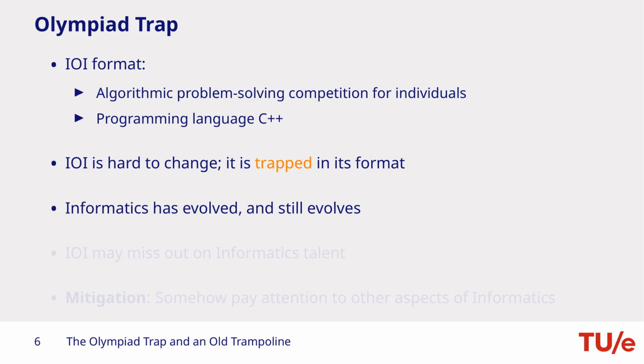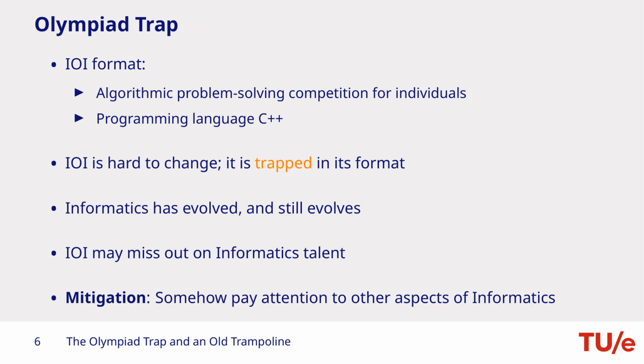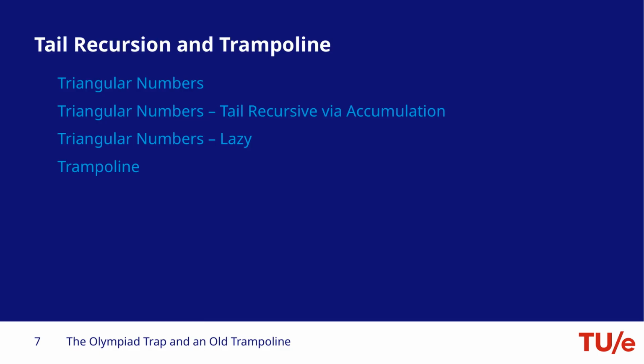Informatics has evolved considerably since the first IOI in 1989, and it still evolves. I fear that the IOI may miss out on young talent in informatics because of its format. A possible way to counter this is by paying attention to other aspects of informatics, such as functional programming, which offers an intriguing paradigm for computation. I will walk you through some simple examples.